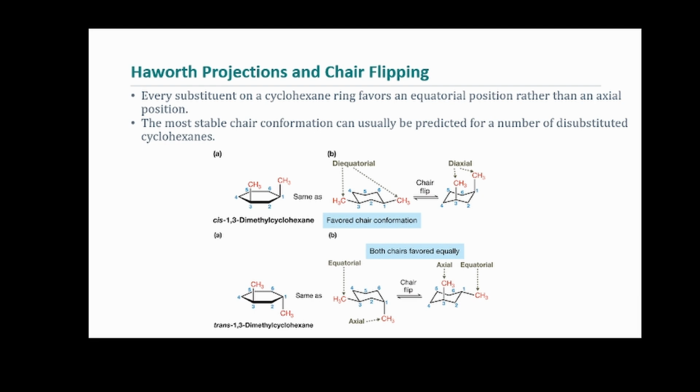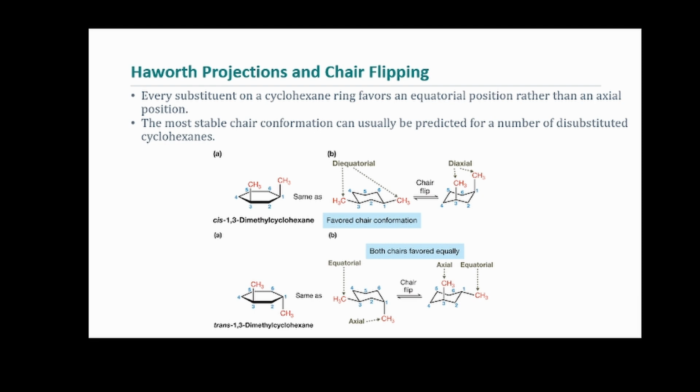Okay, so when we represent these in Haworth projections and start doing chair flipping, every substituent on the cyclohexane ring is going to favor an equatorial position rather than the axial position. How much it favors that is typically a factor of how large the substituent is. Larger substituents are going to be more energetically favorable being equatorial. Axial positions are very high energy, the larger you are.